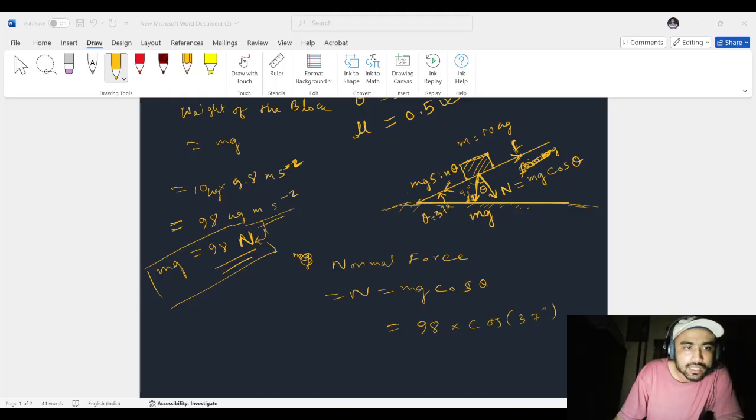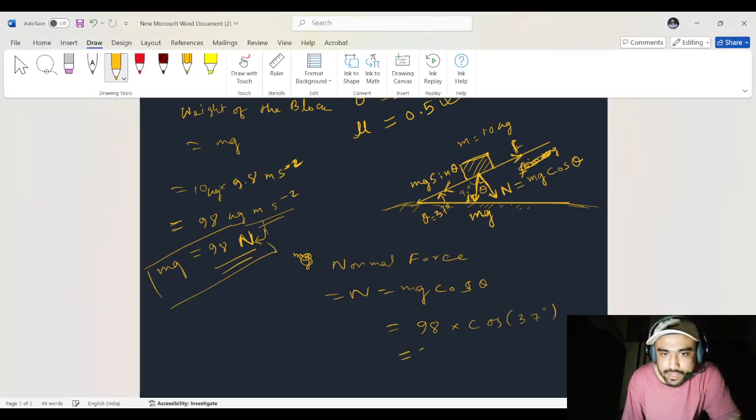Now I find the value of cos first. The value of cos 37 degrees is 0.79863, something like that. Now directly multiply it with 98. The value will be 78.26. So roughly it is 78 Newton. Okay, fine.